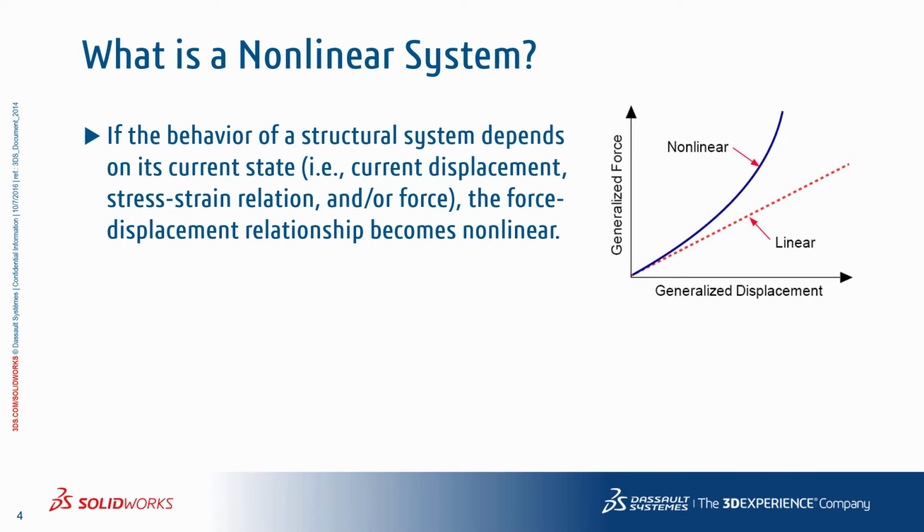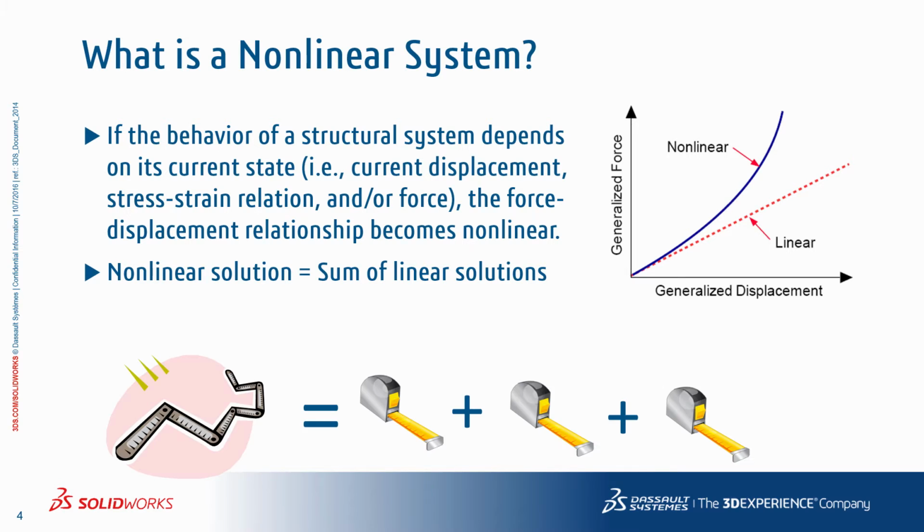In simple words, a nonlinear system is one where the applied force and corresponding response in the structure are no longer proportional or linear, as illustrated in this graph. However, a nonlinear solution or response can be evaluated as a series of smaller linear solutions. Like this illustration here, where the end-to-end length is not linear and needs to be measured, the path can be broken down into a series of linear distances and measured, sum them all up, and we have the desired length.